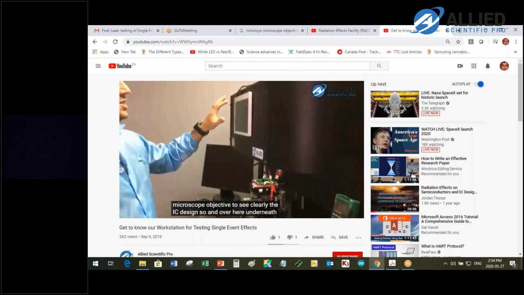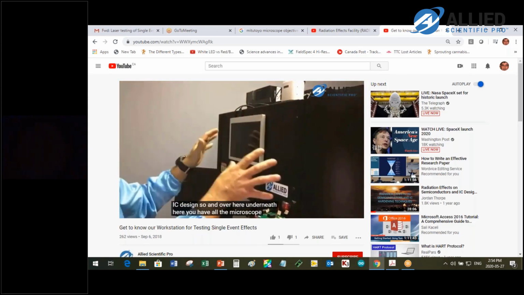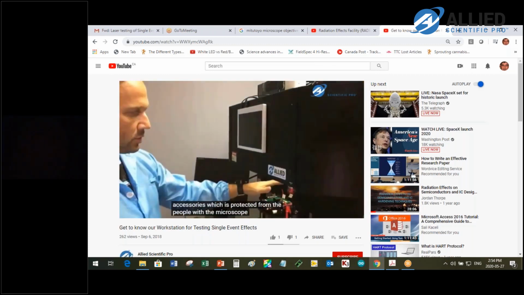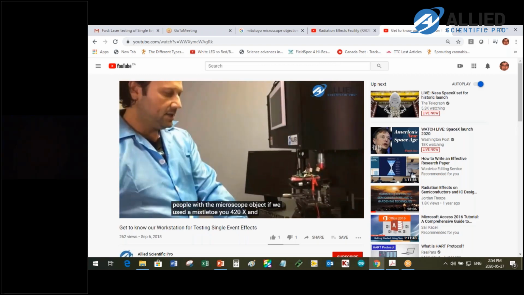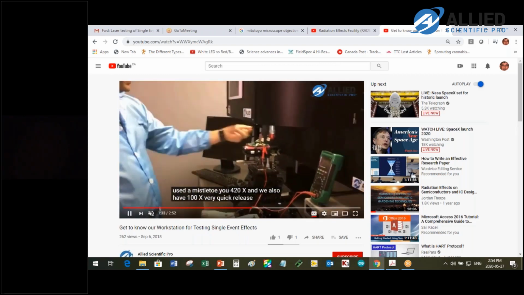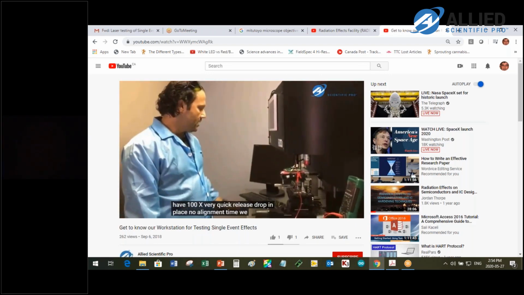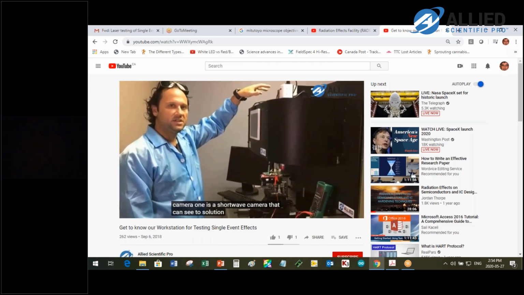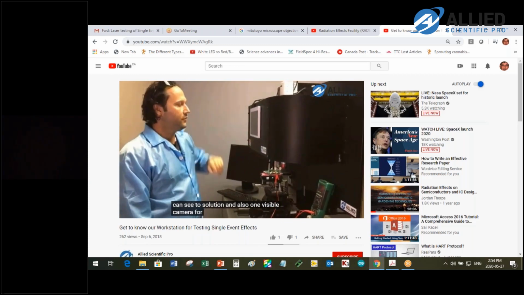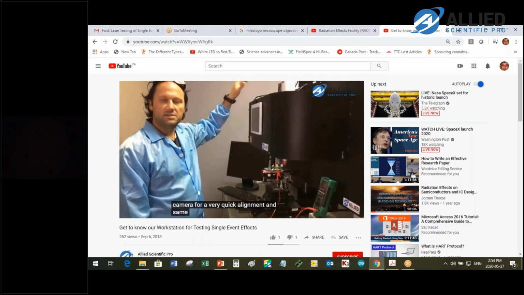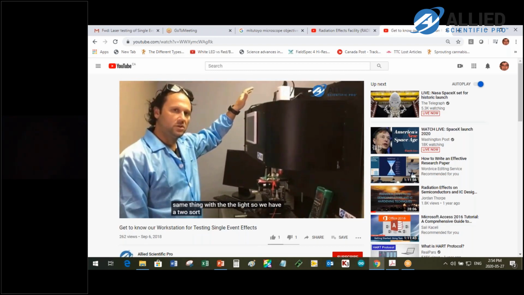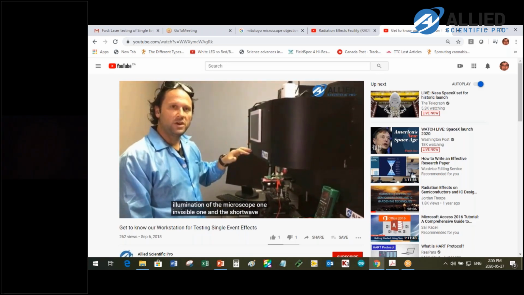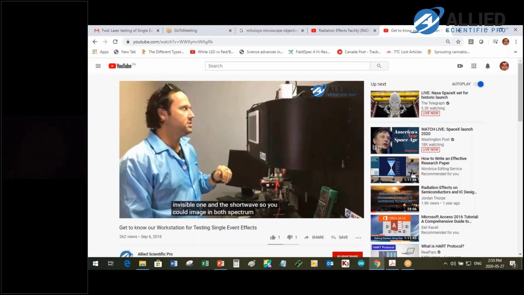Over here, underneath, you have all the microscope accessories, which are protected from people. With the microscope objective, we use a Mitutoyo microscope objective with quick release, 100 times. There's also a shortwave camera with which one can see through the silicon, and also one visible camera for very quick alignment. The same with the light. We have two light sources, one for illumination of the microscope in visible, and one in the short wave, so you can image in both spectrums.